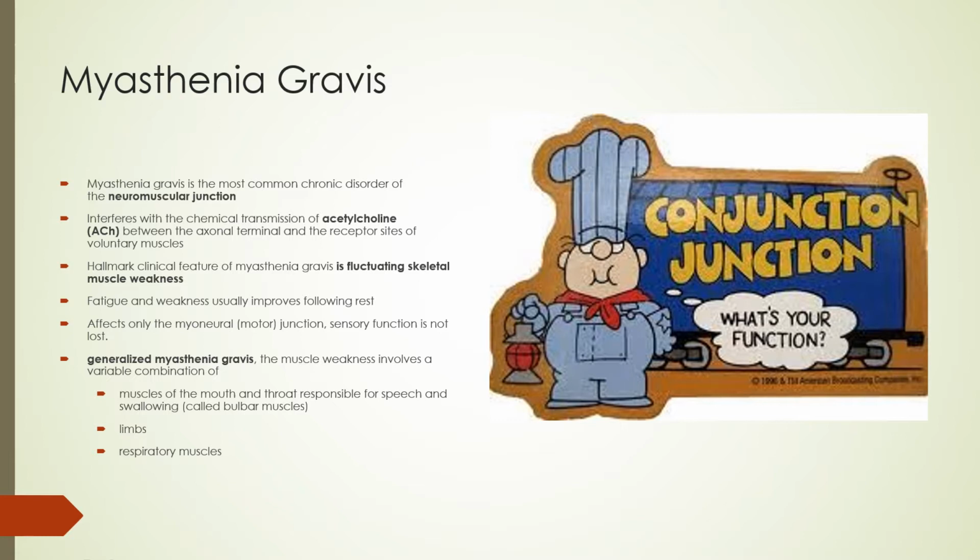Now, both of them can have atypical presentations that make it a little tough to differentiate sometimes, but that's why we have testing and all this other stuff. So let's get into this. We're looking at the neuromuscular junction, and it's interfering with acetylcholine, or ACH. ACH is what tells the muscles to do their thing.